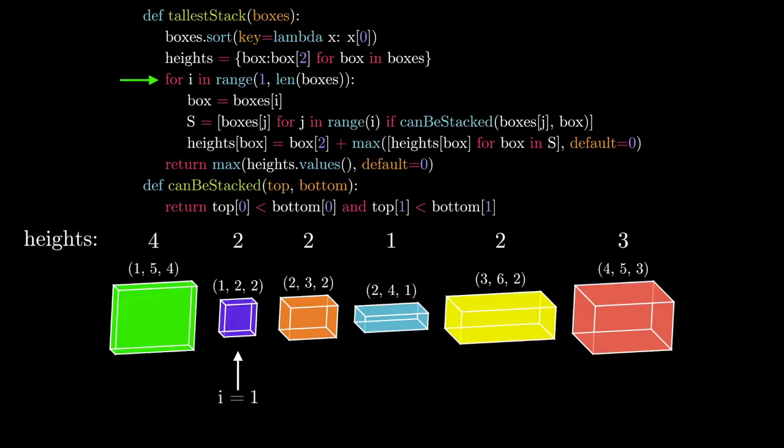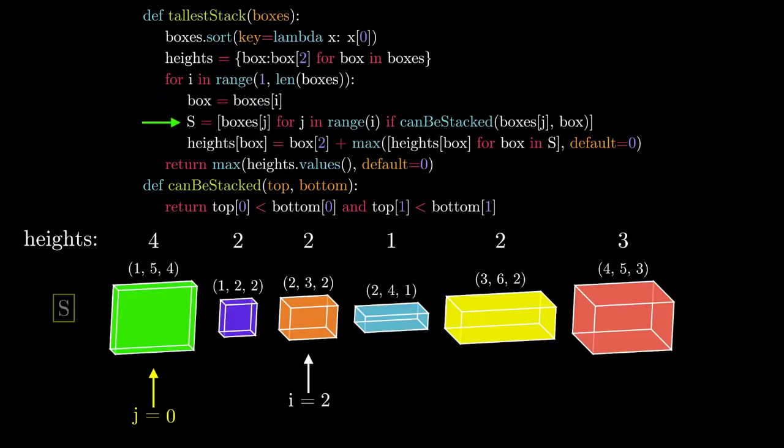Now, starting from index 1, we start with the subproblem with the purple box as the base of the stack. It's pretty clear to us that there are no valid boxes that can be stacked on top of the purple box, so the set of subproblems S is empty, and therefore the best height of the subproblem stays at 2, containing only the height of the purple box. We now move index i to equal 2, which corresponds to the orange box.